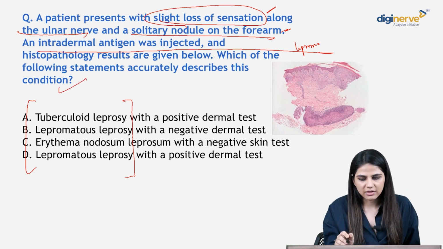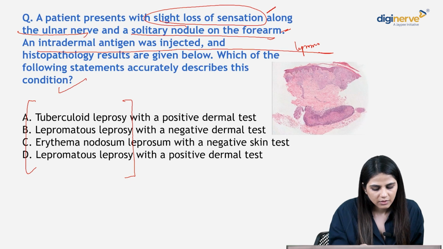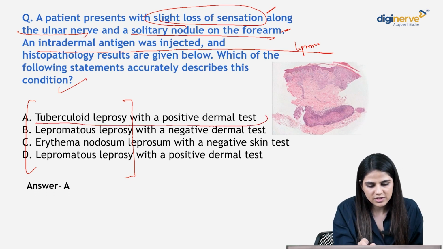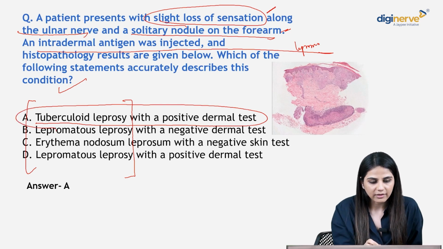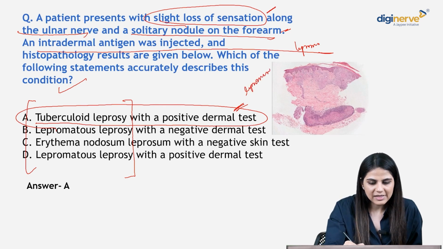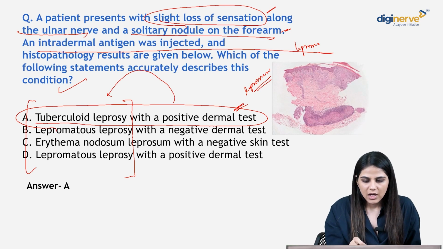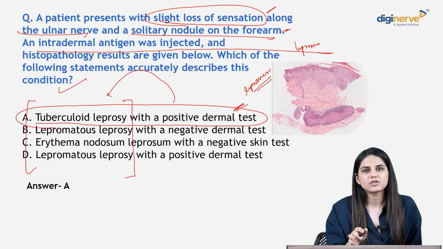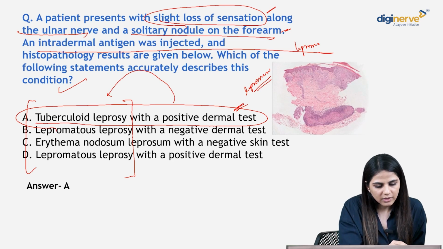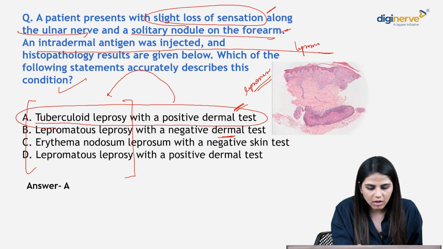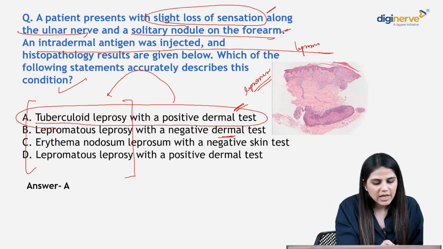Which accurately describes the condition? So here the answer is A, with a positive dermal test. Why? A lot of infiltrate is seen in a positive lepromin test, and lepromin test is positive in tuberculoid leprosy. This image shows presence of infiltrate. Lepromatous leprosy with a negative dermal test, not in this image.